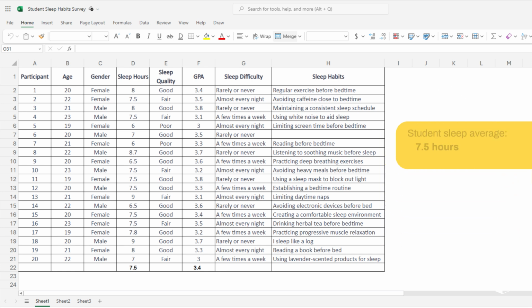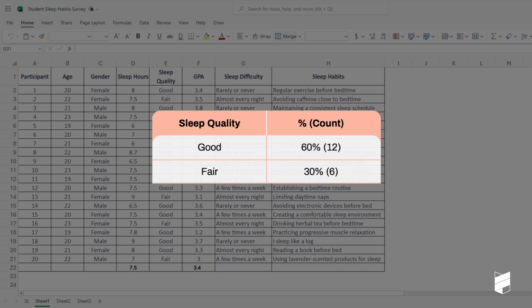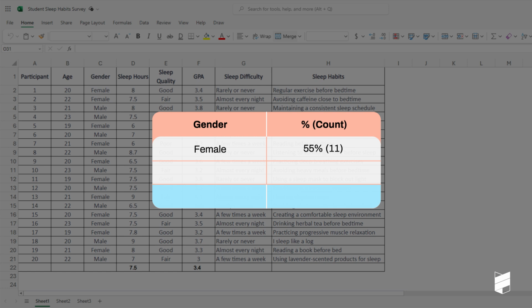Aarti discovers that students, on average, sleep for 7.5 hours per night, and their average GPA is 3.4. Aarti finds that 60% of students rate their sleep quality as good, 30% as fair, and 10% as poor. Additionally, 55% of the participants are female and 45% are male.